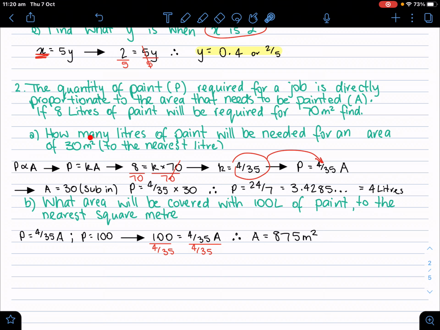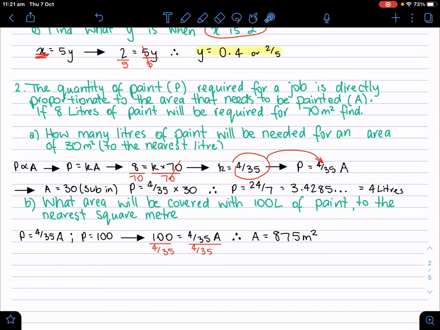So now I can find how many liters of paint. Well, P is the unknown. So I know A is 30, I sub that in. P equals 4 over 35 times A, which is 30. Chuck that in the calculator. I get that I need 3.4285 liters. Now, because we're talking about paint here, and I'm going into the next liter, I can't say this is 3 liters in real life. I have to say it's 4 liters, because I will need another can of paint or another liter of paint. If I got 3 liters, it'll be 2 less. So I need to round that up to 4 liters.